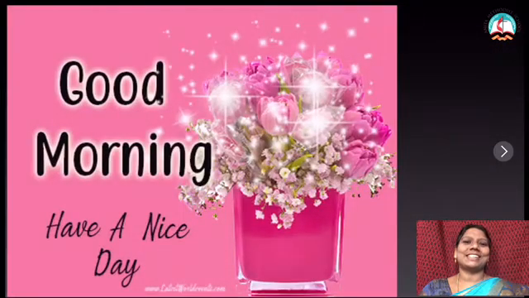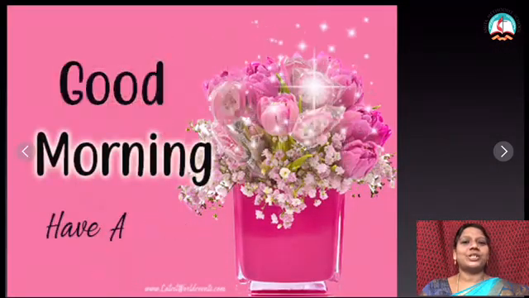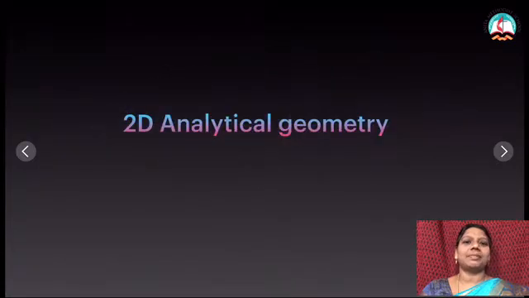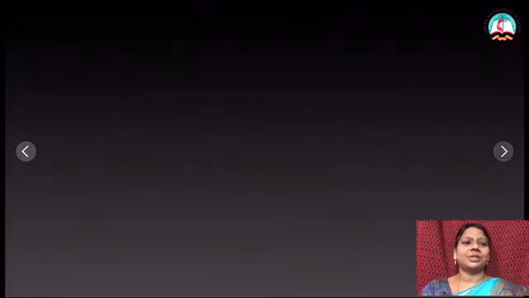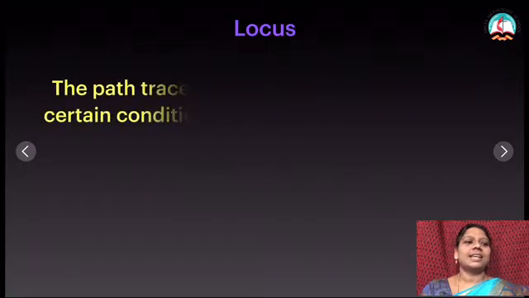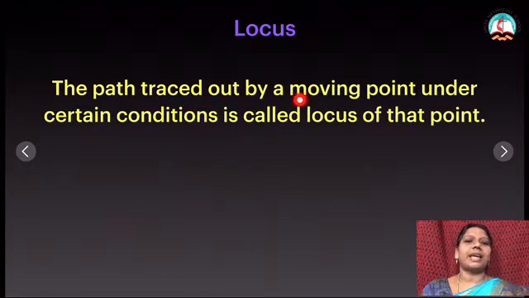Good morning, students. Today also we are going to do revision, but revision is on chapter 6, that is two-dimensional analytical geometry. In which, what are all the things we learnt? First, we learnt about locus. What do you mean by locus? The path traced out by a moving point under certain condition is called locus of that particular point.